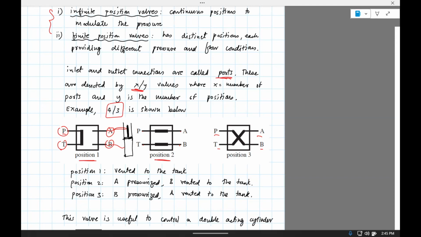Okay, this is B. Now, remember that pressurizing A will mean that you'll have high pressure on the top and low pressure down, which means that the piston will move down. Okay, so A is pressurized, B vented to the tank, so this is connected to the tank, which means that the piston will move down.